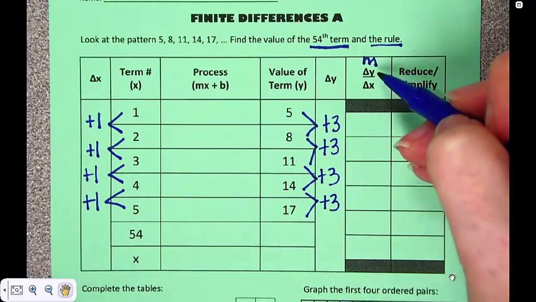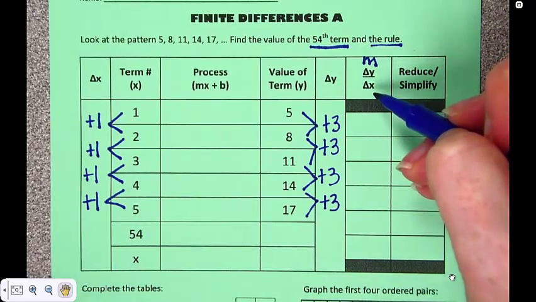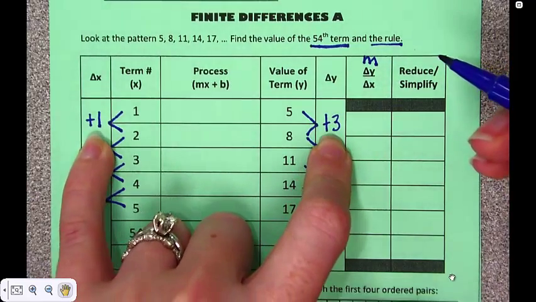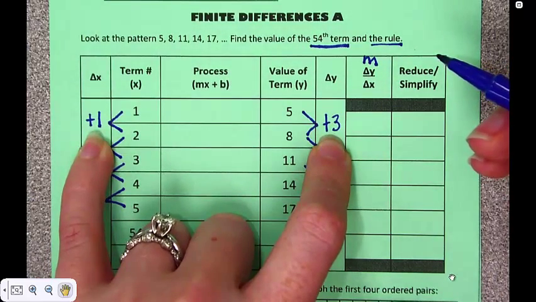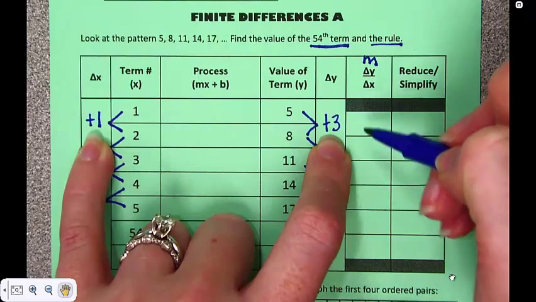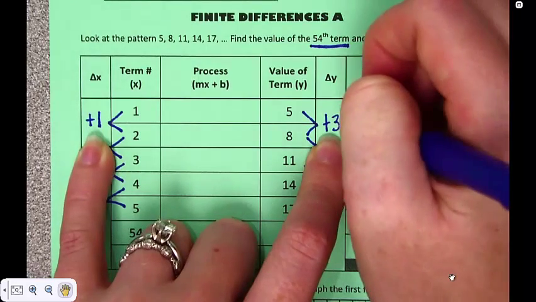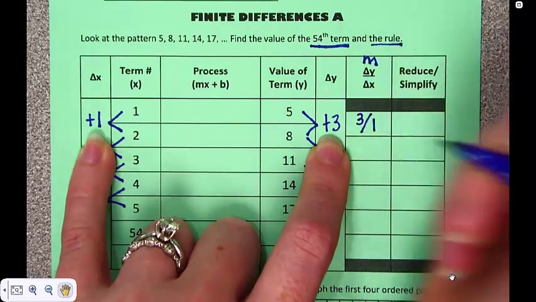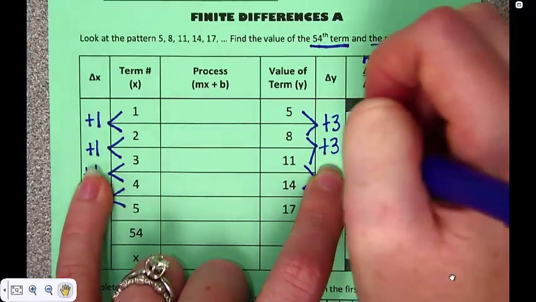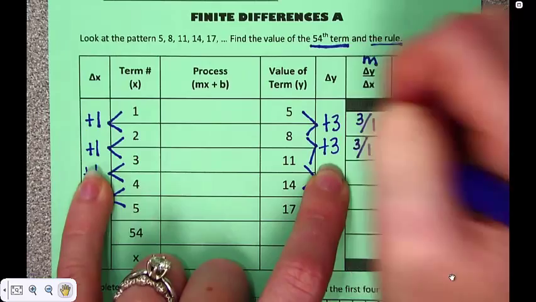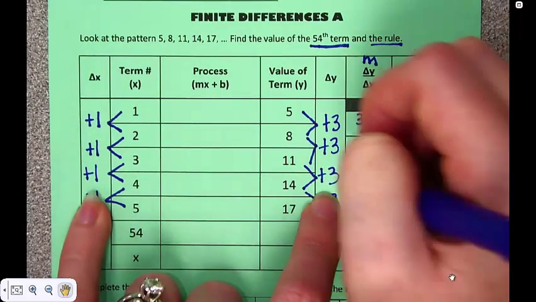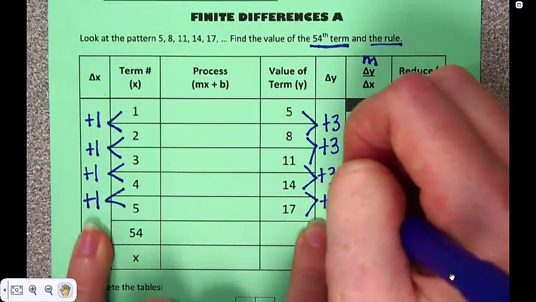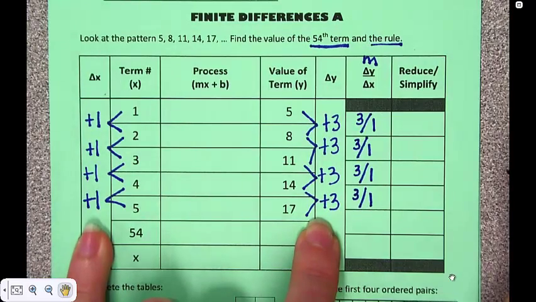Next, we do our delta y over delta x column. In this column, we're going to take our two values that we have for each pairing, and we're going to put it in fraction form. So I'm going to put the delta y, which is 3, over our delta x, which is 1. Then I look at my next one. Again, 3 over 1. Next one, again, 3 over 1. And last, again, 3 over 1.